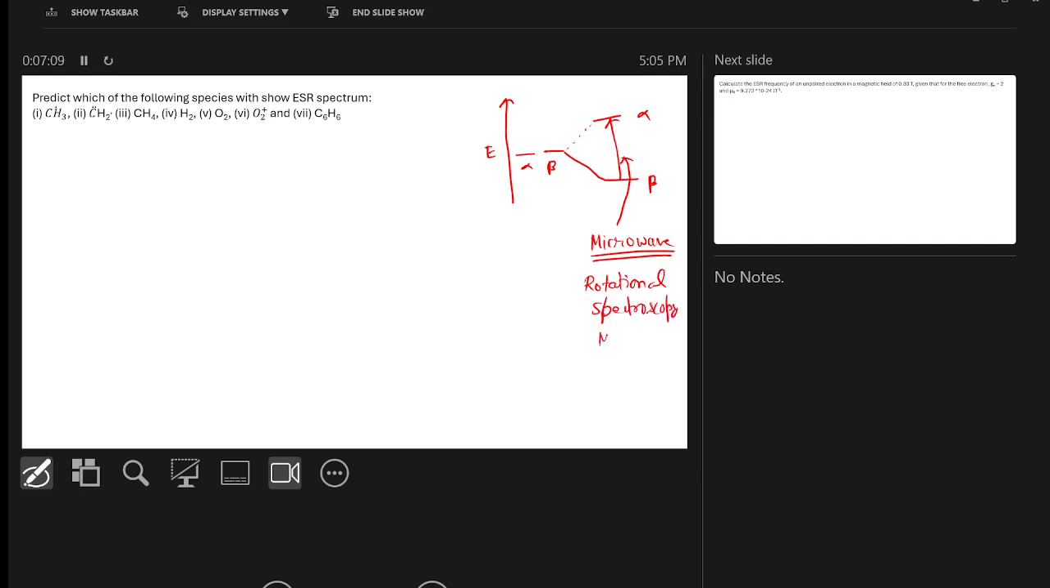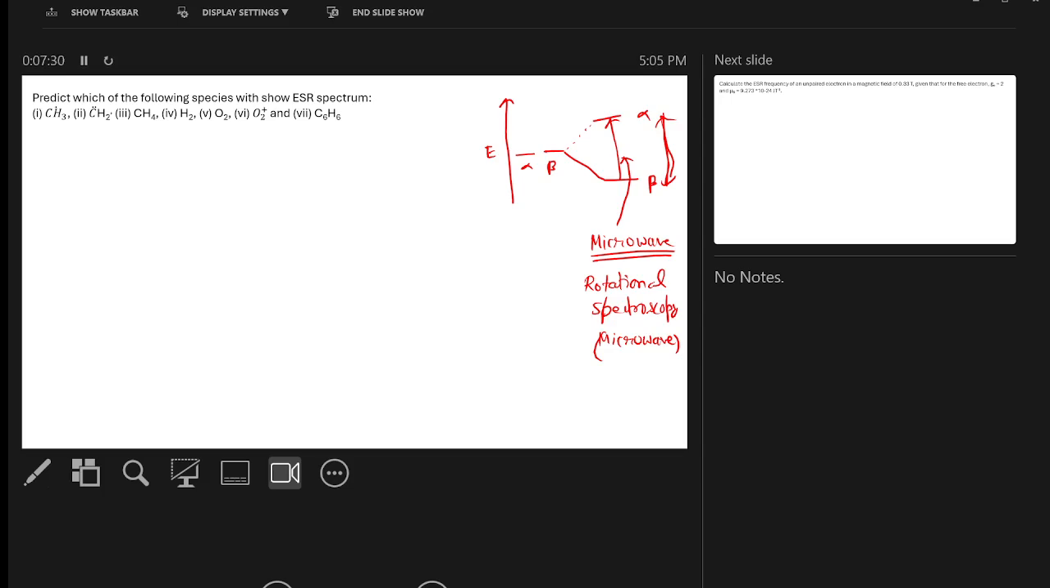We needed microwave. If you remember, then there also we need microwave. Similarly, for EPR we need microwave, but for NMR we need radio wave. So clearly we can say that this energy separation is higher in case of ESR or EPR than NMR.